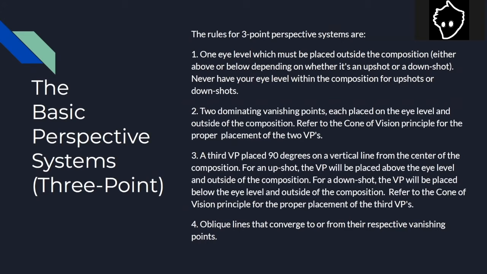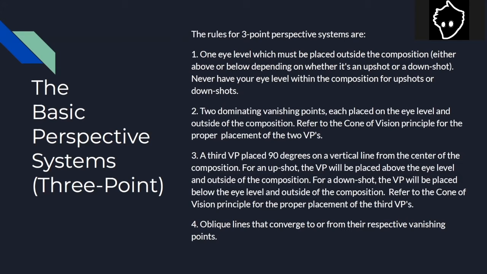So you must refer to the cone of vision principle for the proper placement of the 2 VPs. And we'll get to this example because this is going to be pretty good. Third rule: a third VP placed 90 degrees on a vertical line from the center of the composition. For an upshot, the VP will be placed above the eye level and outside the composition. For a downshot, the opposite. The VP will be placed below the eye level and outside the composition.